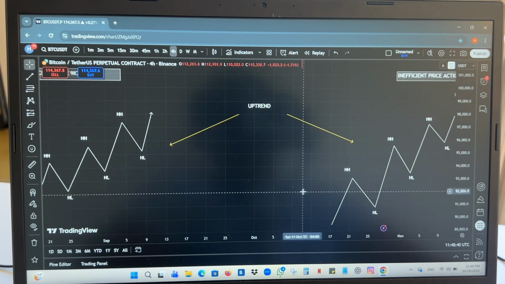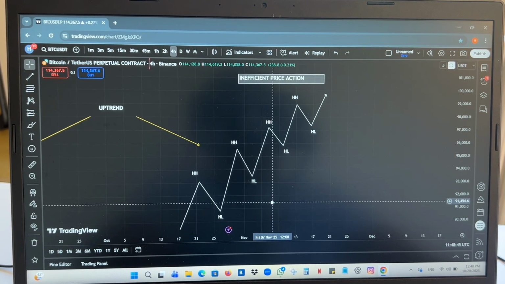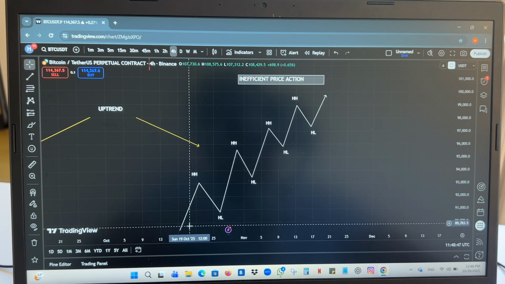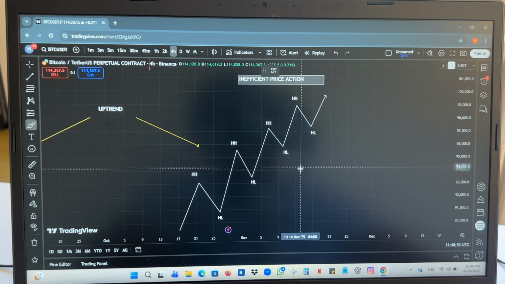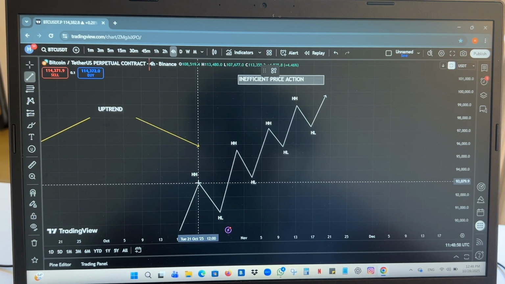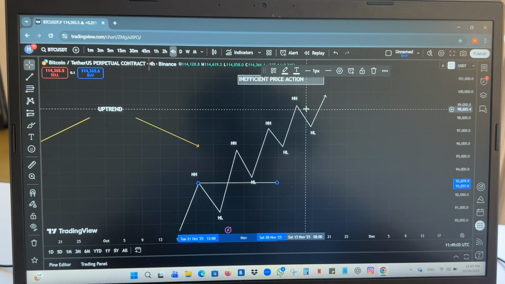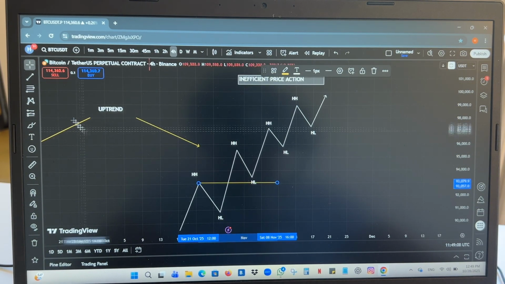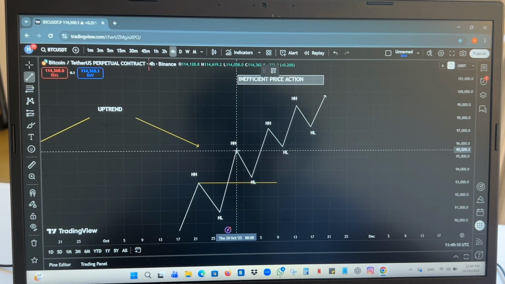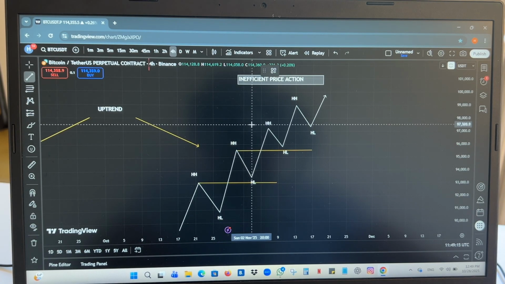But when we talk about inefficient price action in an uptrend scenario, just as before, this uptrend is making high highs and high lows. And just like before, we are going to draw a level from the high levels. Let's change the marker. Then, just as before, draw these straight lines.